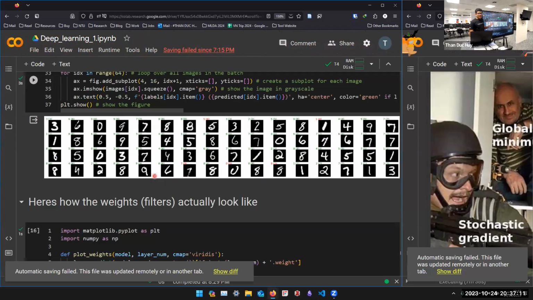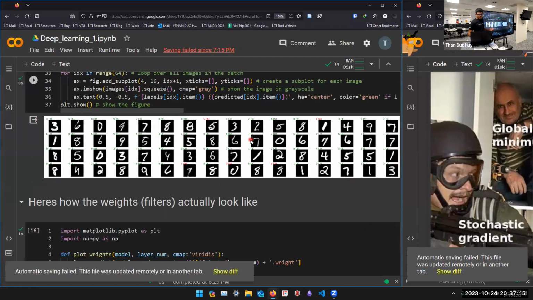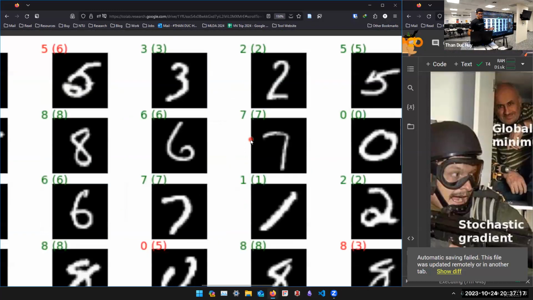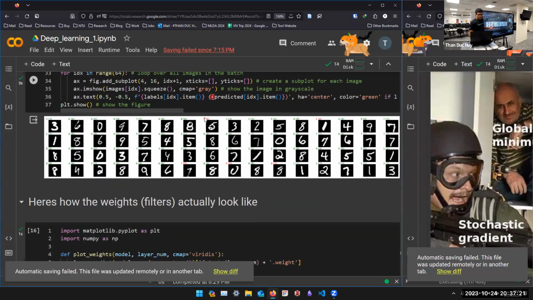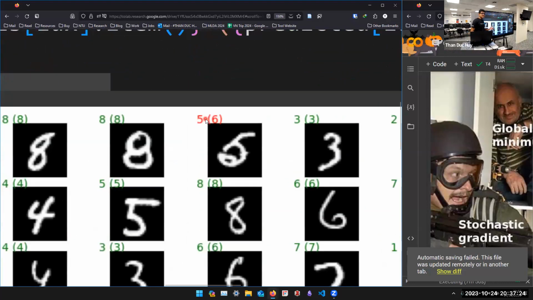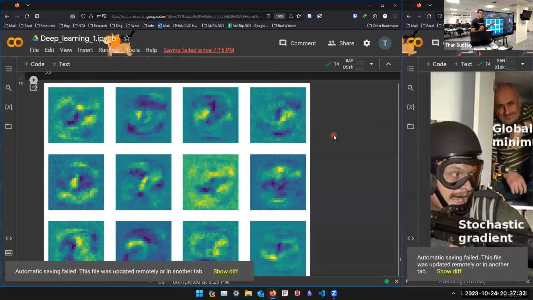And then we looked at how well we've trained the model. As you can see here, a lot of these numbers are correct. And when it does mess up, some of these cases are very hard even for humans to figure out, like for this example. And then we looked at how the weights look, how the numbers actually are different.